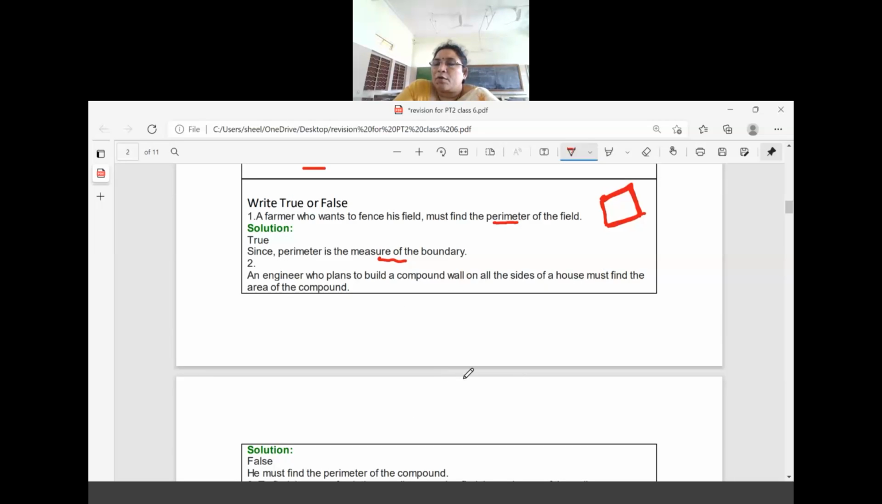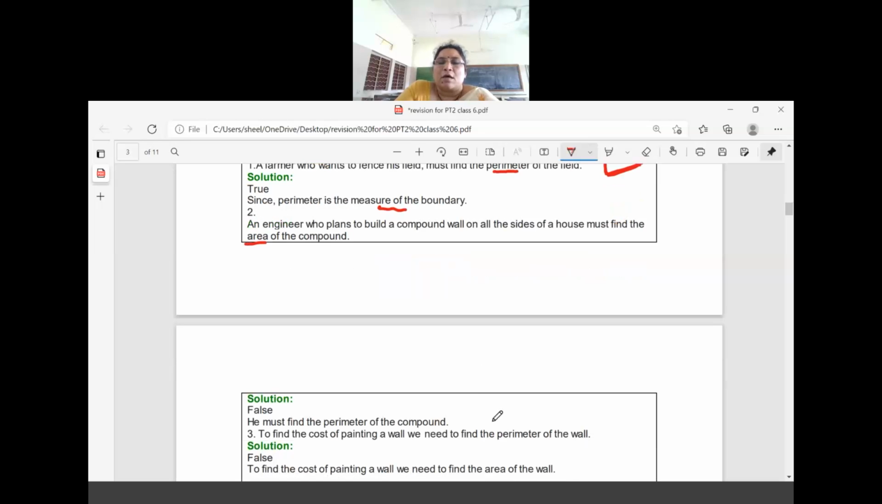Compound wall also, we are going for doing the boundary only, right? So what we should do? We should do perimeter only. Now what is written here? It is written that area. So according to our concept, it is wrong only. So what should be written? It is false only. Now what should be calculated for this question? Instead of area, he has to calculate perimeter only.